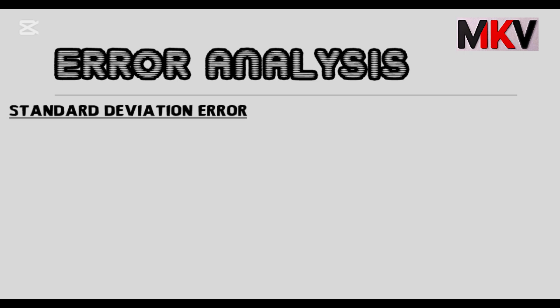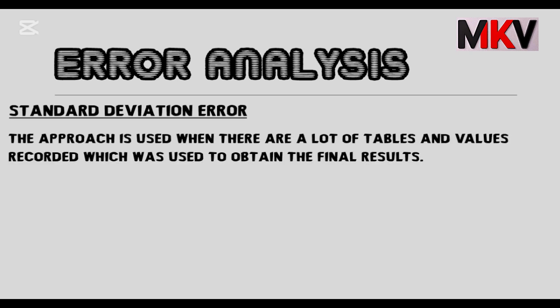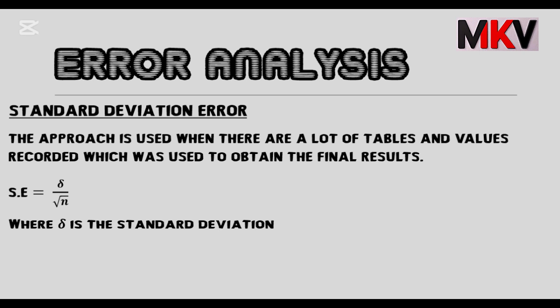Now, the last thing we will talk about is standard deviation error. This approach is used when there are a lot of tables and values recorded, and these values were used to obtain the final results. So we apply standard deviation error to be able to fish out all the errors that were recorded in all the values on the tables. The standard deviation error is given by the standard deviation all over the square root of n, where the symbol del is the standard deviation and n is the number of values on the table. This is the approach at which we find the standard deviation error.